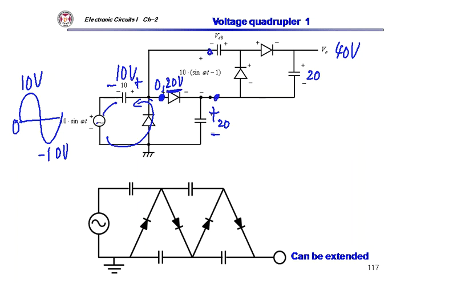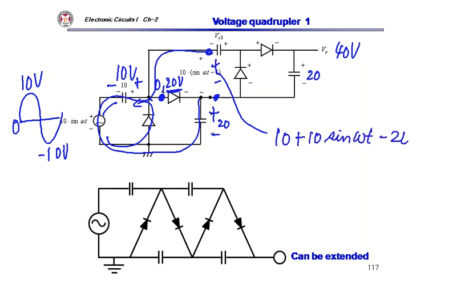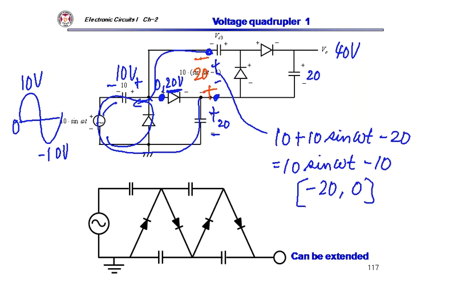Okay. How about this voltage? This is here 10 volt, 10 sine omega t minus 20. Oh yeah, the voltage drop across there is 10 sine omega t minus 10. So what is this thing? Oh, this is minus 20 to 0, right? So when this becomes minus 20 volt, it will turn on this diode and this capacitor voltage will reach 20 volt there, right?